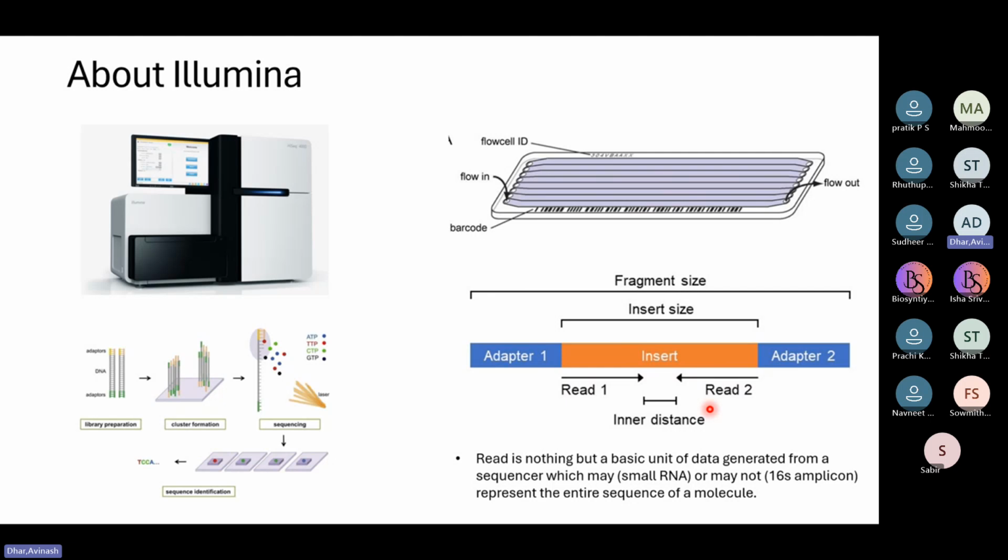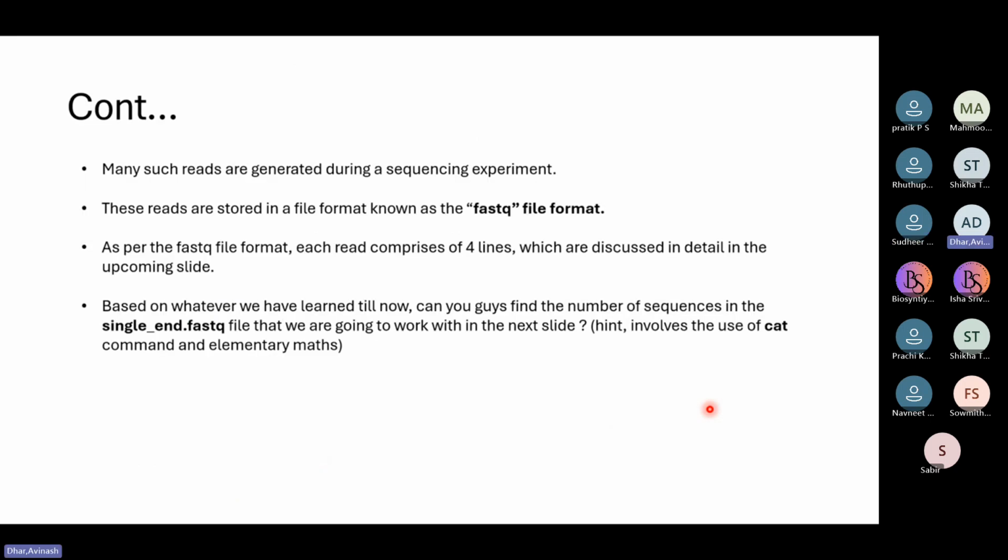Okay, so if you have just one read coming out as an output for your insert, you would call it single end sequencing. But if you have two reads representing a particular fragment, then you would call it paired end sequencing. Are all these concepts clear to everyone? Yes, sir. Okay, good.